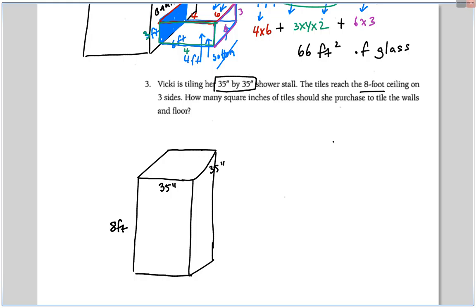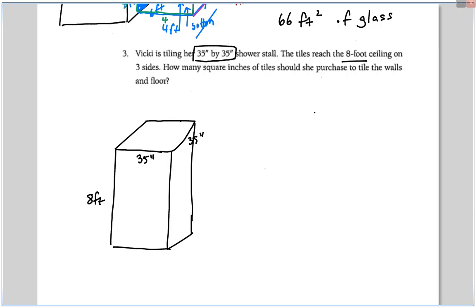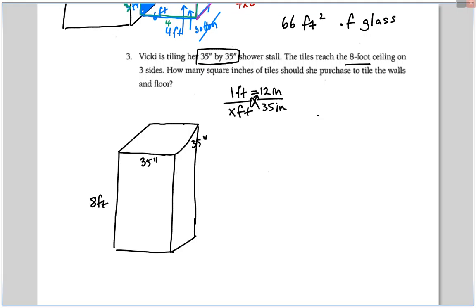Okay, so the weird thing here is that you got inch and you got feet. So let me just change the inches into feet. So 1 foot is 12 inch, 35 inch x feet, cross multiply. So 35 divided by 12. We have here basically 2.916 feet.